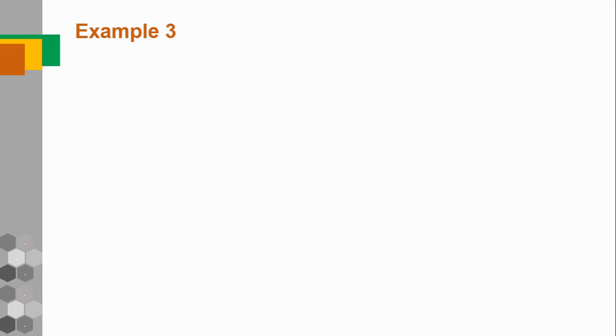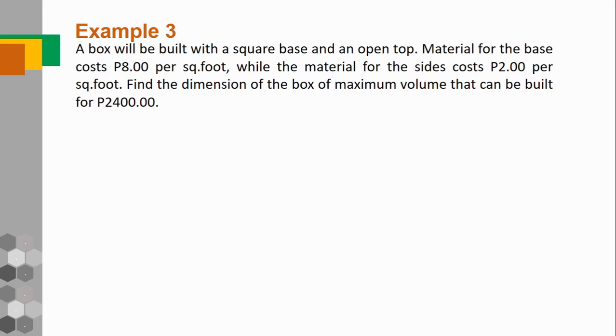And for our last example, a box will be built with a square base and an open top. Material for the base costs 8 pesos per square foot, while the material for the sides costs 2 pesos per square foot. Find the dimension of the box of maximum volume that can be built for 2,400 pesos.